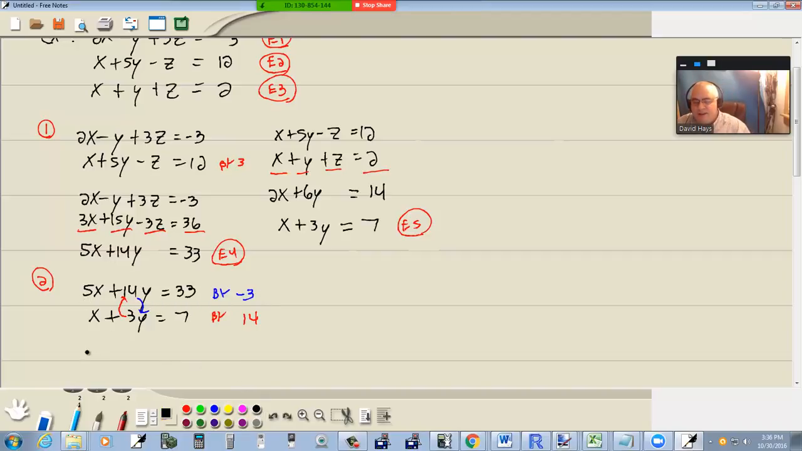Negative 3 times 5x is negative 15x. Negative 3 times 14y is negative 42y. Negative 3 times 33 is negative 99. And then 14 times x is 14x. 14 times y is 42y. And 14 times 7 is 98.